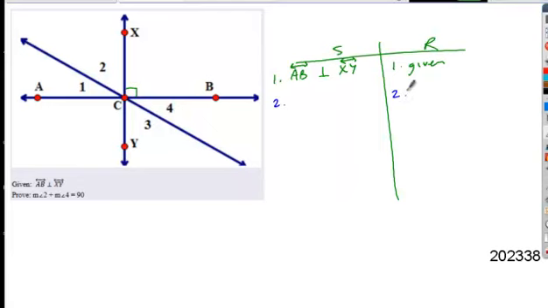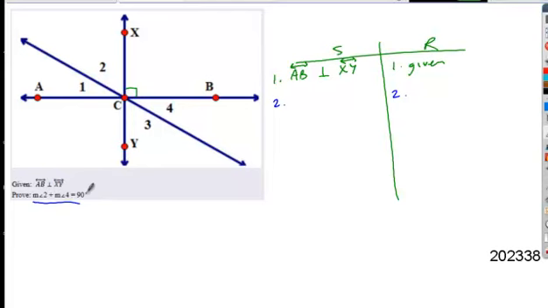Okay, so I can either interpret my given information, or I can look to introduce my end state elements. Well, I know that some angle is going to be 90, but I don't know which angle I need yet. It might be ACX, it might be XCB, it might be BCY, it might be YCA. So I'm going to hold off on that part of interpreting my givens, and I'm going to look to introduce my end state elements. So angle 2 plus angle 4 equals 90 degrees.